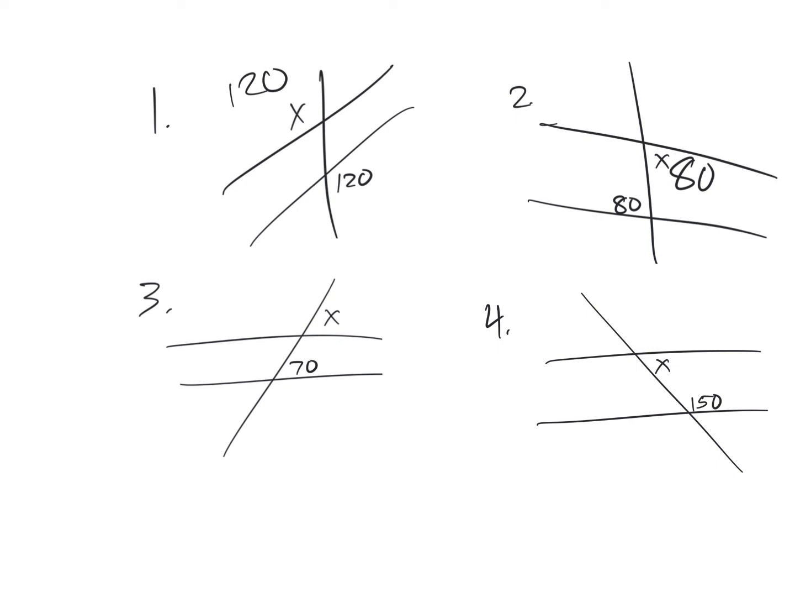Number 3, they're on the same side, so they're either equal or they're supplementary. Both of those are acute, so if they're both the same type of angle, they're equal. So this is 70. Those are corresponding angles. Number 4, one is acute and one is obtuse. So that's consecutive. That means that they add up to 180, so x is 30.